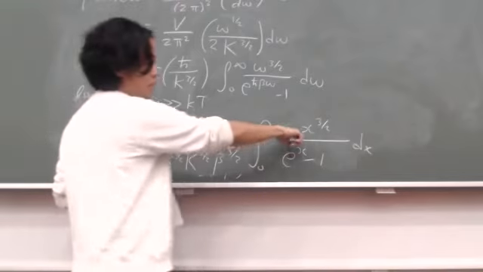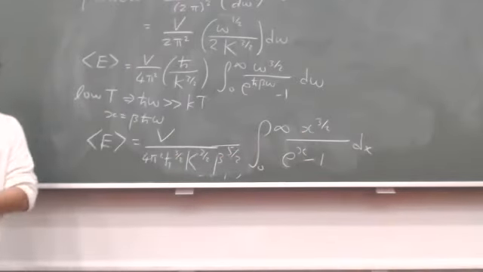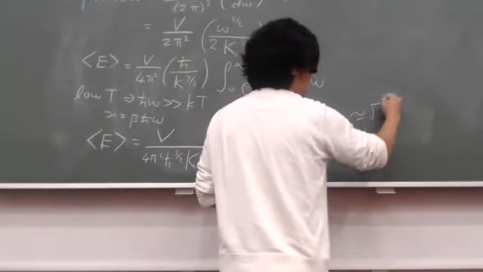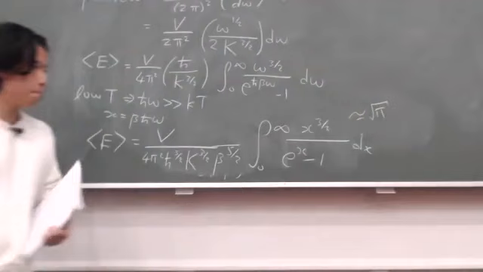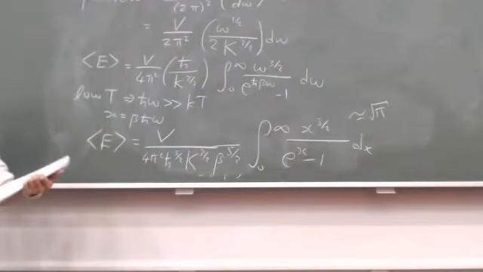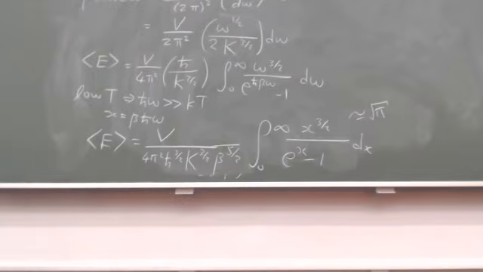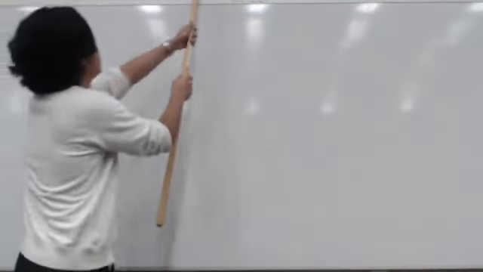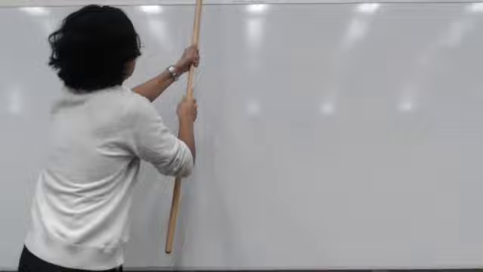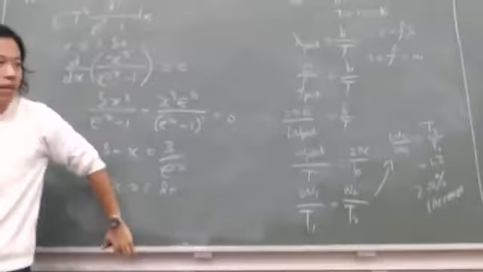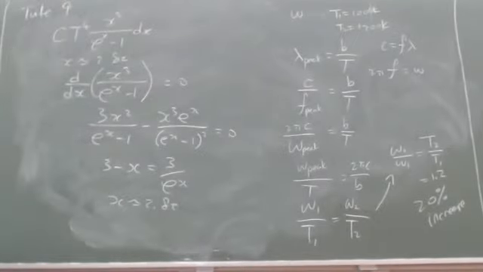This one doesn't have an e to the x in the numerator, so it's not a Riemann zeta function. This whole thing is approximately square root of pi. Running out of room again. That's it. You get your energy, and you have written it in terms of just constants and temperature. And you can now differentiate that with respect to temperature to get the heat capacity.